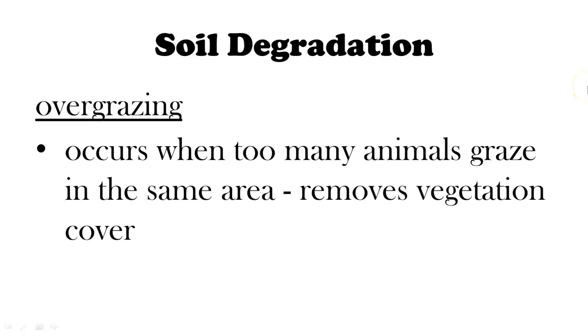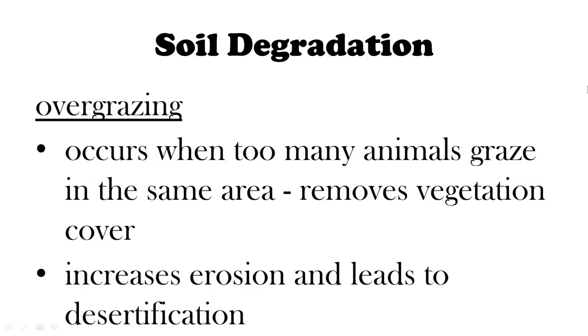Moving on, the next anthropogenic activity that can cause soil degradation is overgrazing. Overgrazing occurs when too much livestock grazes in the same area for a long period of time. This removes the vegetation that can cover the top of the soil, and it can leave bare patches where roots no longer hold the soil together.